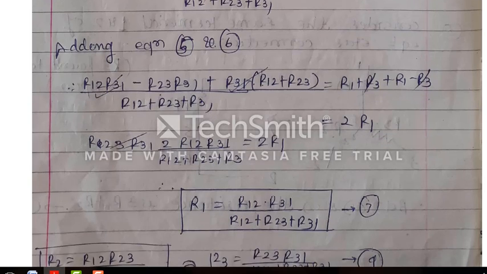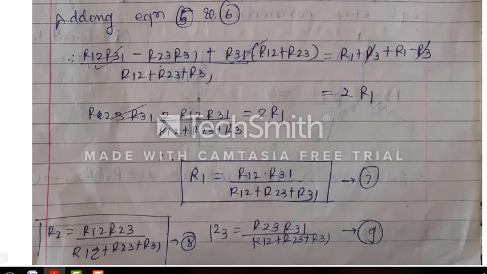Similarly, we will get the equation for R2. R2 is equal to R12 R23 divided by R12 plus R23 plus R31, and similarly R3 is equal to R23 R31 divided by R12 plus R23 plus R31. So this is the equivalent star. This is the delta to star transformation.